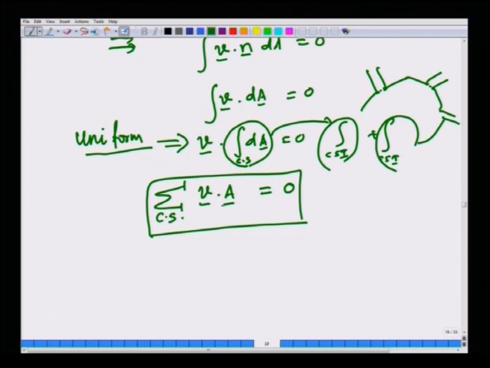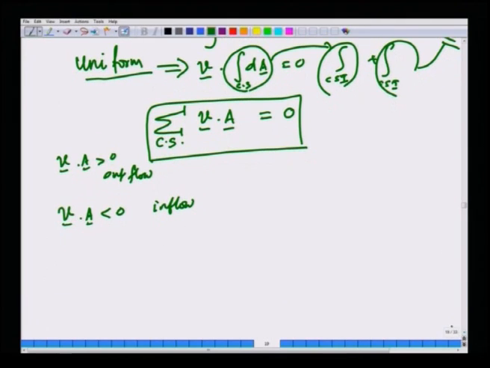Sorry, V dot A is 0, where A is the area of that particular control surface, and of course, there is a vectorial nature to the area, because it depends on whether there is an inflow or outflow. If V dot A is positive, then this is outflow, or if V dot A is negative, it is an inflow, because n is an outward normal. So, the normal to the area points from in to out. If the flow is from out to in, then the product of these two quantities will be negative. If the velocity is parallel to the area, that is the outward normal, then it will be positive.